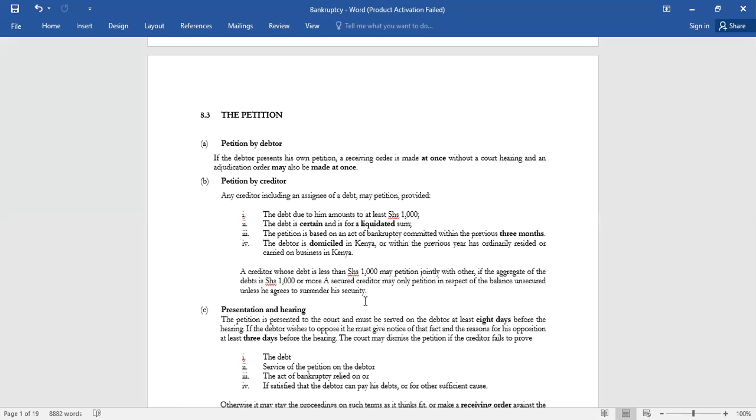And this is what we are saying, that the secured amount will remain to be secured. So the balance which is unsecured must be paid, or the debtor should show a way or an arrangement of how to clear the outstanding 200. If this is not, then you go ahead and petition, right? Then presentation and hearing.